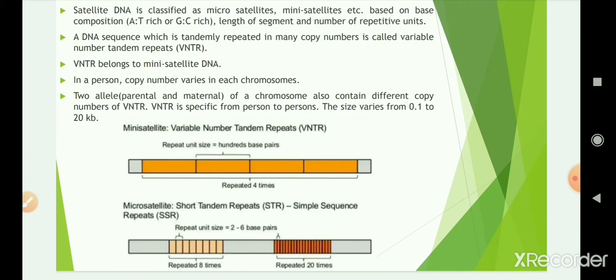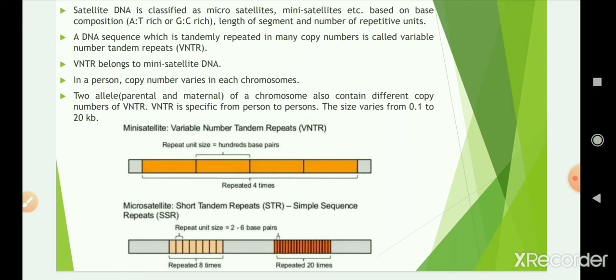adenine to thymine or guanine to cytosine, then the length of the segment and the number of repetitive units. A DNA sequence which is tandemly repeated in many copy numbers is called a variable number tandem repeat, that is VNTR. What is VNTR? It is a variable number tandem repeat, a DNA sequence which is tandemly repeated in many copies. As you can observe in the first figure, that VNTR copy is repeated 4 times.